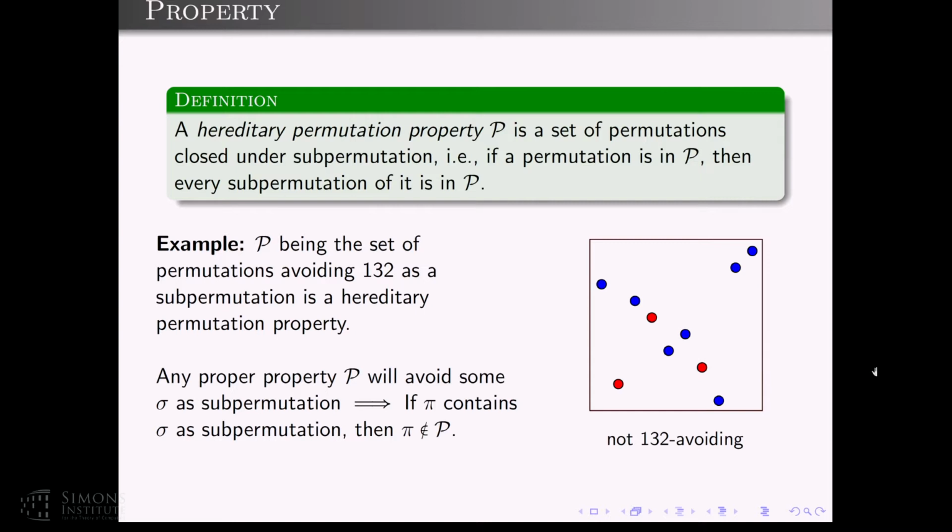And a very simple observation is that for any proper property P, because it's proper, it must at least avoid some permutation as a subpermutation. And if the property P avoids sigma as a subpermutation, then if we know permutation pi contains sigma as a pattern, then pi should not be in this property. So that's why it's very useful later to consider pattern avoidance for permutations.